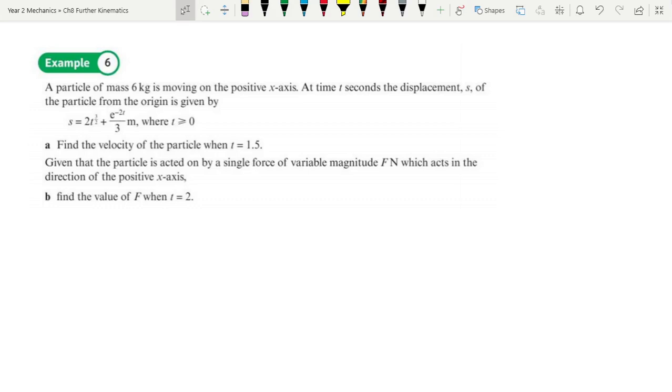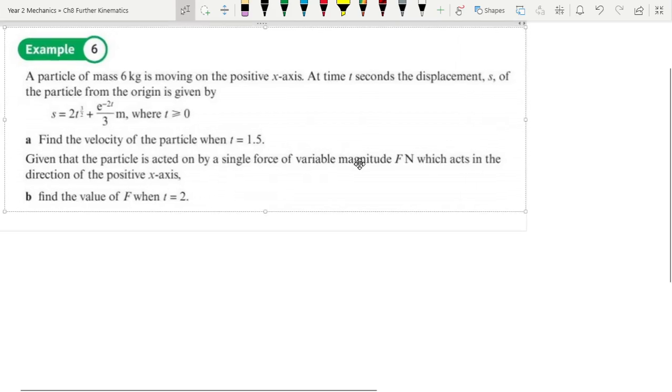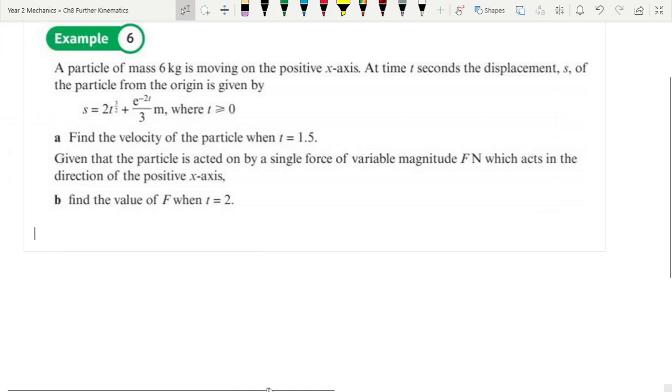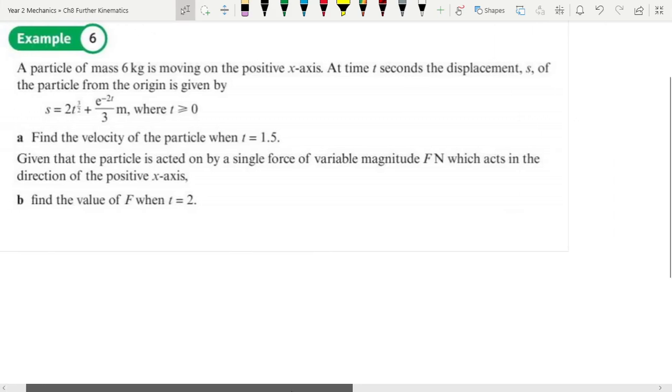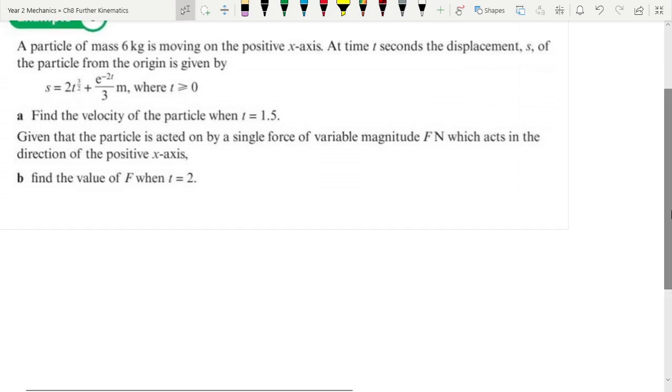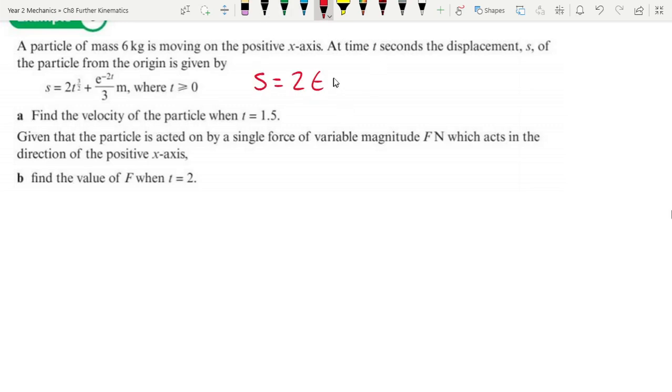Here's another example. So we've got a particle of mass 6 kilograms moving on the positive x-axis, so just moving horizontally. At time t, the displacement s is given by this equation here. If you can't quite read that, I'll just write it a bit bigger. So it says that s is 2t to the 3 over 2 plus 1/3 of e to the minus 2t. Find the velocity when t is 1.5.